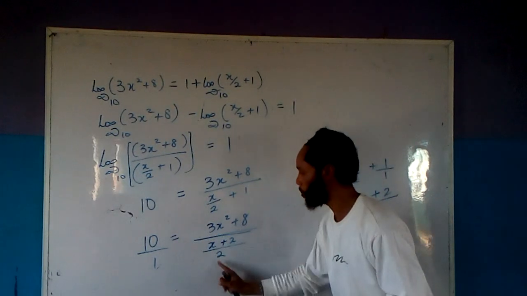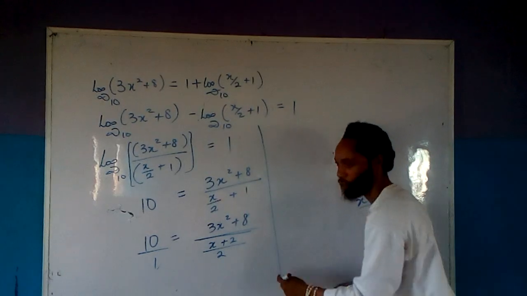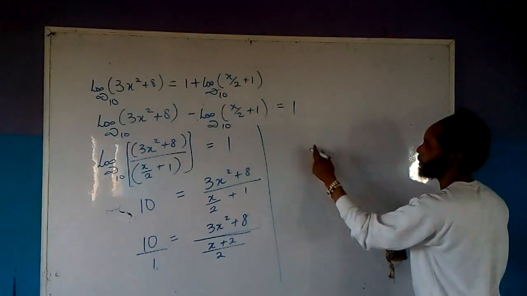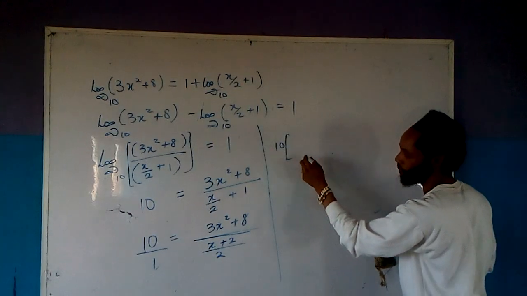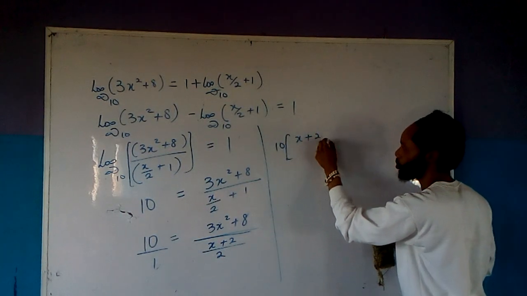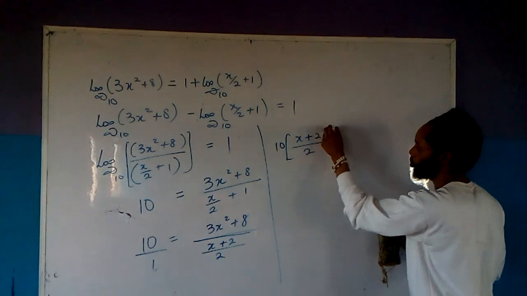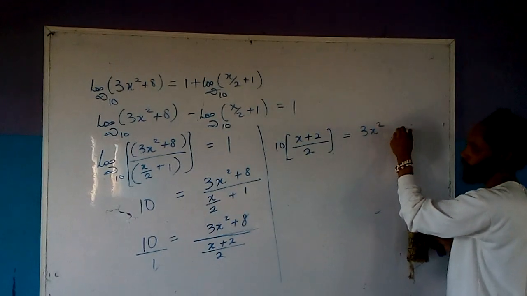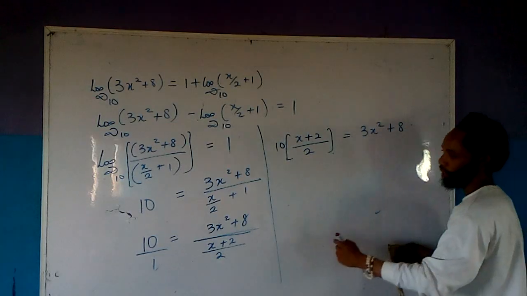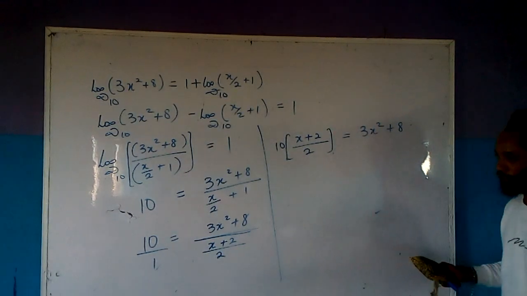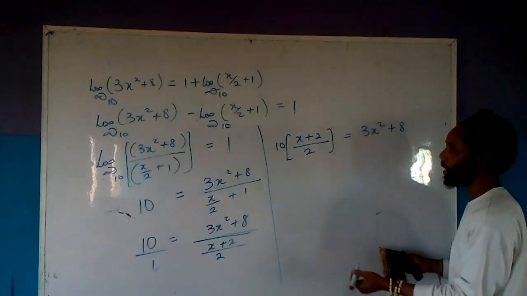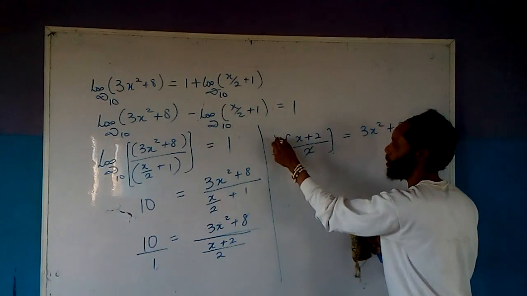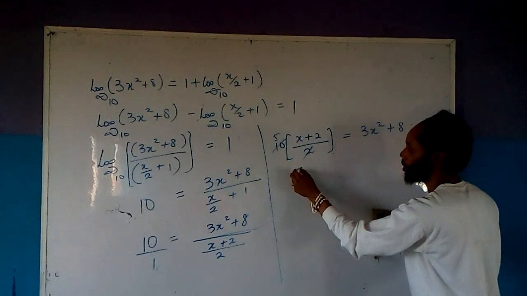Now we cross multiply. So in the event of cross multiply, we should get 10 into brackets x plus 2 over 2 equals what? 3x squared plus 8 times 1. It doesn't change anything. That's what we have. Now, if we cut here, this can go into this one. We have 5. So we have what?